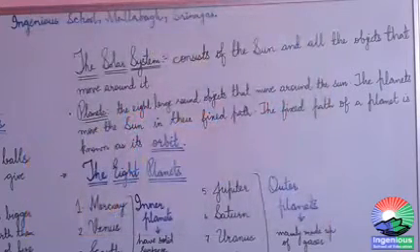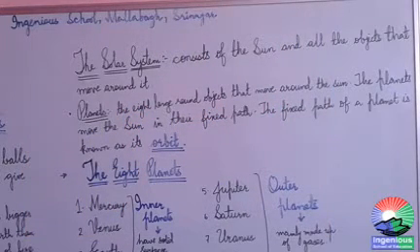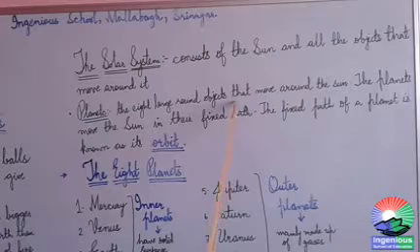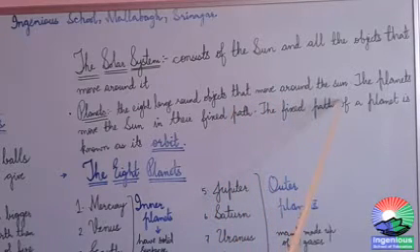The objects that move around the sun are known as planets. We have 8 planets. The planets are the 8 large round objects that move around the sun. Are you getting me?